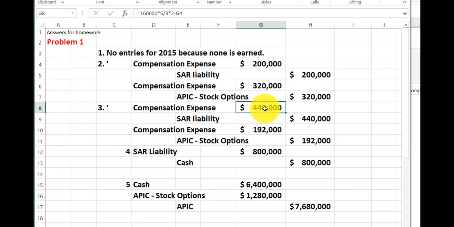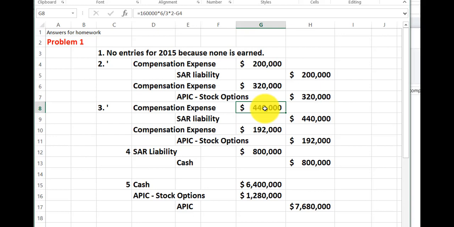Times that by 6, and we get the amount of compensation that is going to be earned. We divide that by 3 to get how much is earned in a year. We multiply that by 2. Why do we do that? Because we're at the second year of the plan. So at this time of the plan, everybody should have earned 2/3, or 66% of the compensation expense.